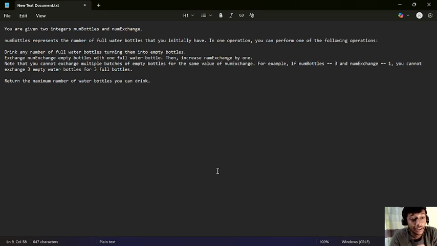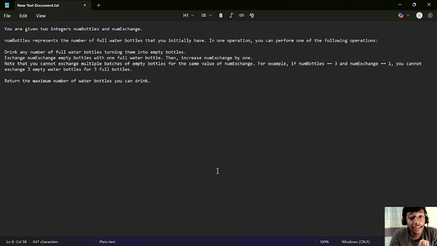Let's understand this with an example. Note that you cannot exchange multiple batches of water bottles for the same value of num exchange. For example, if num bottles equals 3 and num exchange equals 1, you cannot exchange 3 empty water bottles for 3 full water bottles. Not even in the same operation can you do this. If you have 3 empty bottles and the value of num exchange is 1, you cannot get 3 full water bottles. Got it. Return the maximum number of water bottles you can drink.